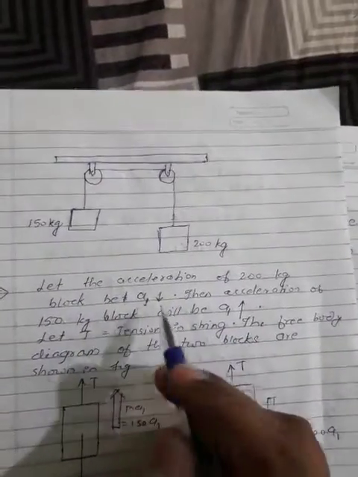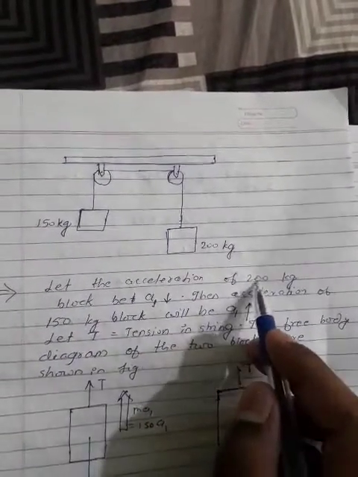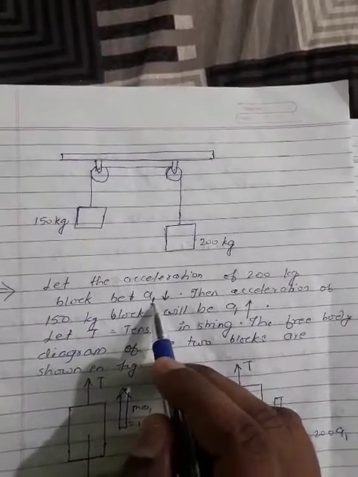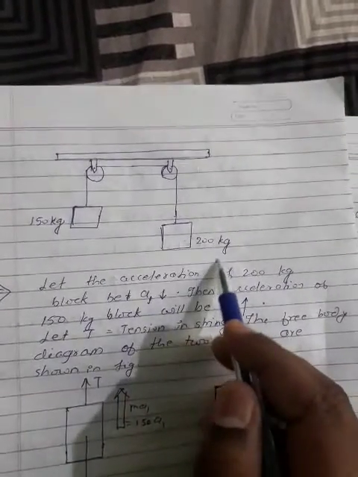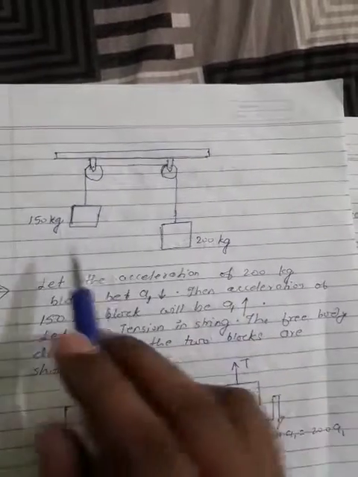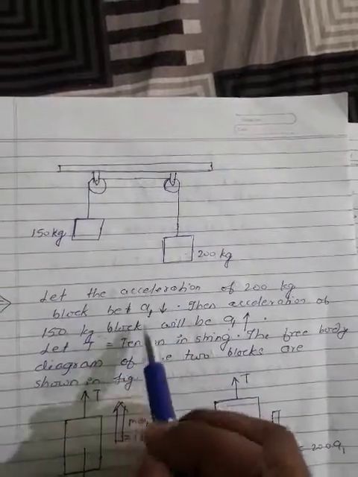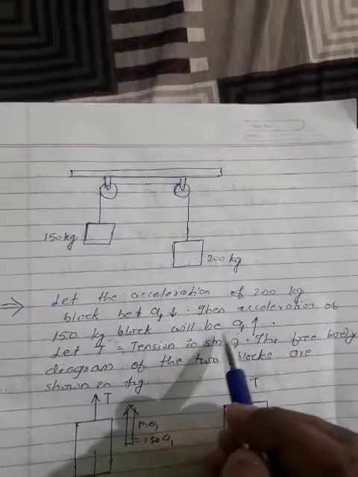So I am considering the acceleration of the 200 kg block as A1, moving in the downward direction as it has a weight greater than the 150 kg. In a similar way, the acceleration of the 150 kg block will be in the upward direction, that is A1. Now these two blocks are connected by a string, so let T be the tension in the string. Now I am showing the free body diagram.